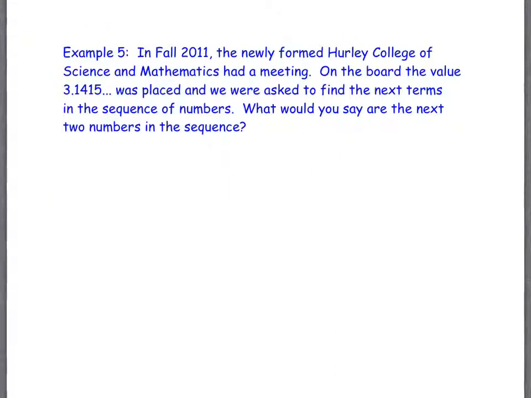Okay, last slide. This is a real life thing that happened. In the fall of 2011, the newly formed Hurley College of Science and Math had a meeting. On the board, the value 3.1415 was placed, and we were asked to find the next terms in the sequence of numbers. So without talking to anyone else, I want you to look at that as though it's a sequence of numbers. What would you say are the next 2 numbers in the sequence?